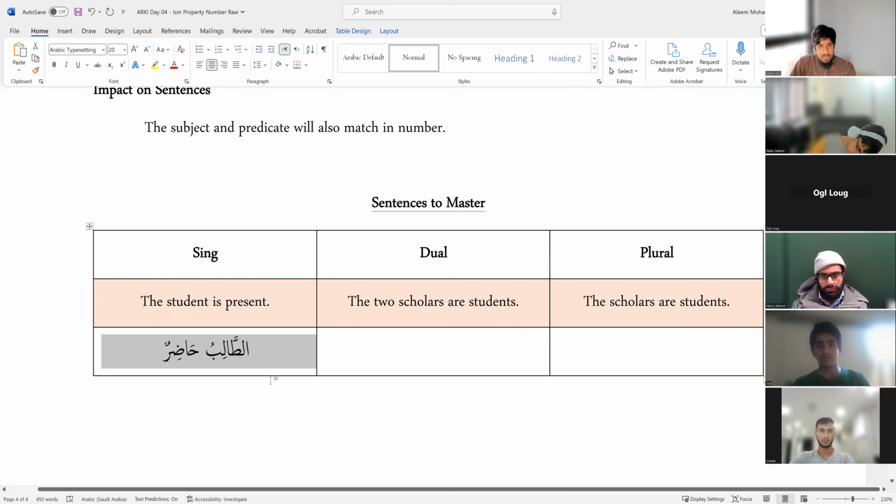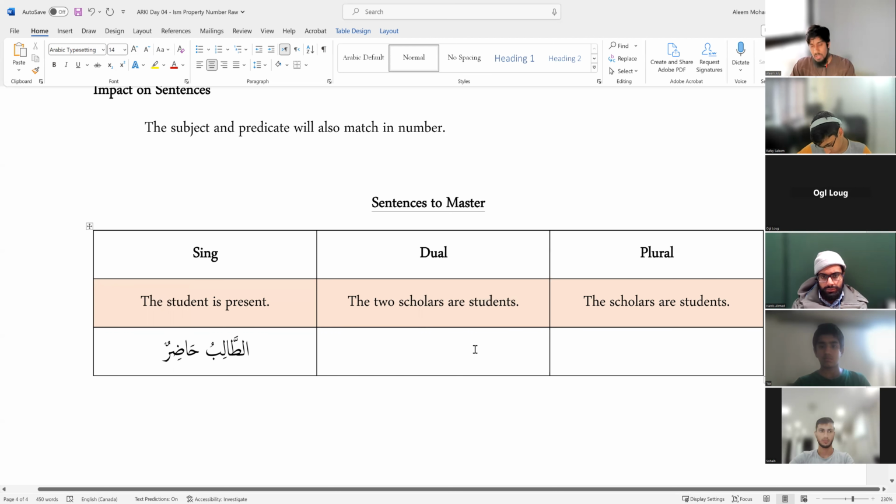We have a mubtada here that's definite. I know that because of the alif lam. Then we have a khabar that's indefinite. And I know that because of the tanween. Both are in a state of rafa, right? And it's just talking about a single student. The student is present. What if I wanted to up this to the two students are present, right?